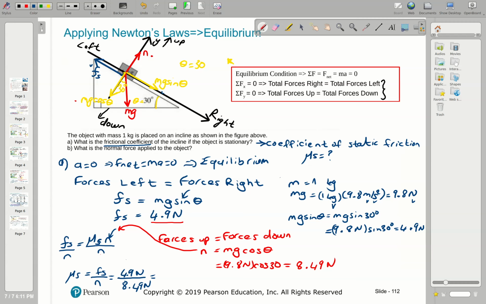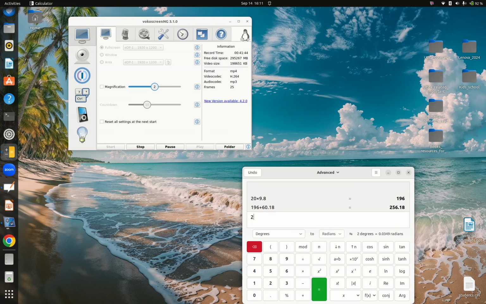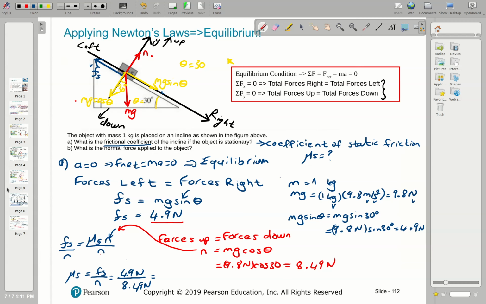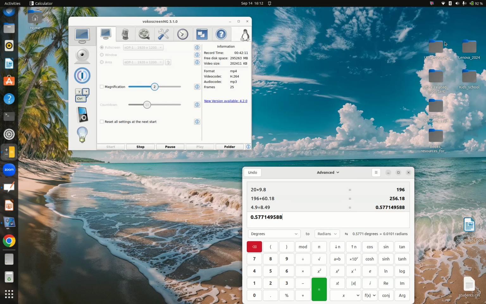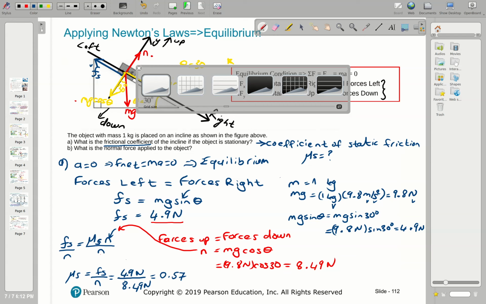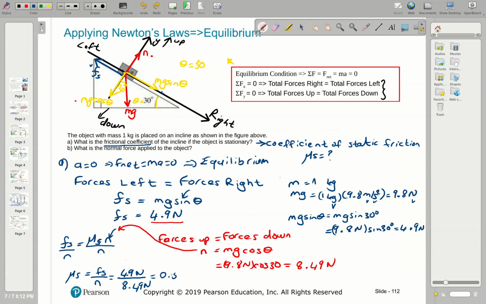That's mu s. I actually don't have this here, so I'm going to do it in my calculator. So 4.9 divided by 8.49 gives 0.57. Notice here, static friction coefficient. I'm going to check that number again: 0.577, so 0.58 would be a better approximation here. No units, Newton over Newton cancels, so friction coefficients do not have any units.